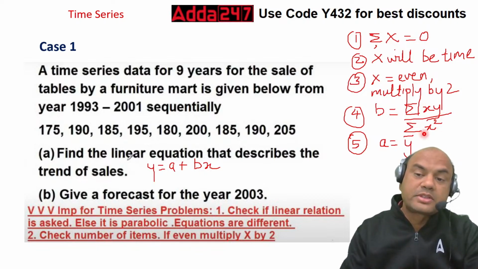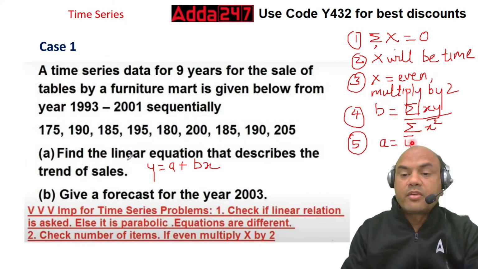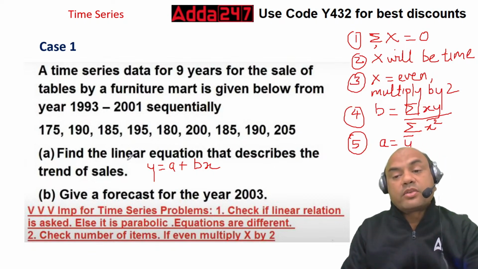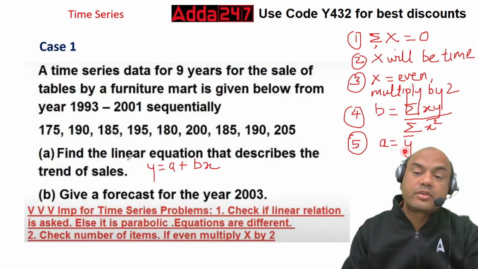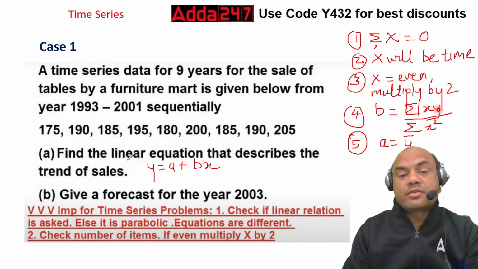Summation xy upon summation x square. And what is a? A equals y bar. Y bar means what? Average of y. What is summation xy? You have to multiply x and y.